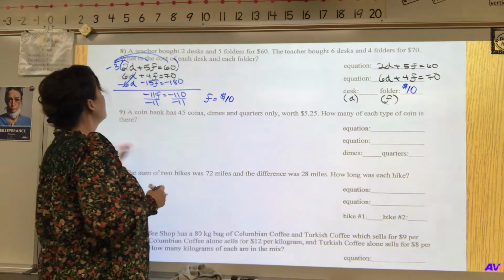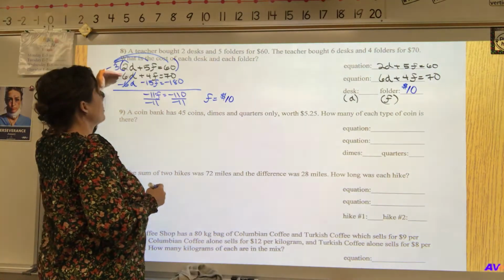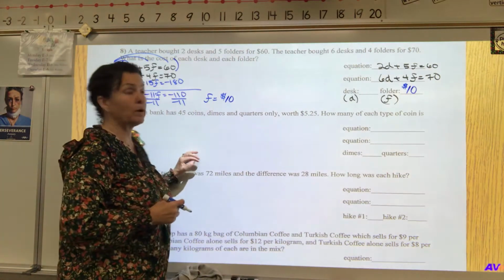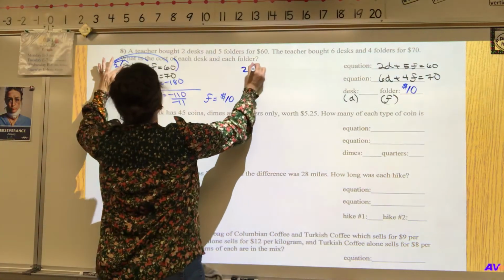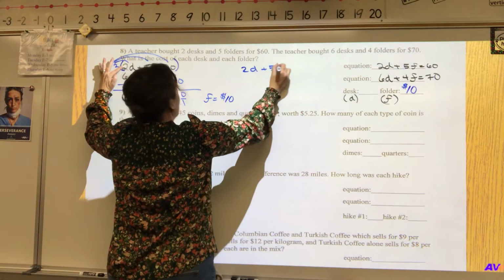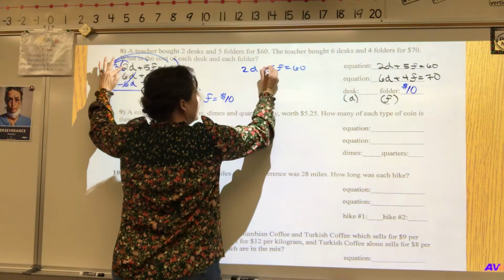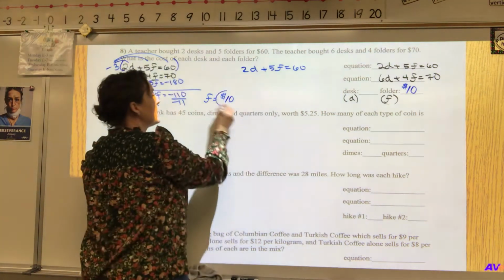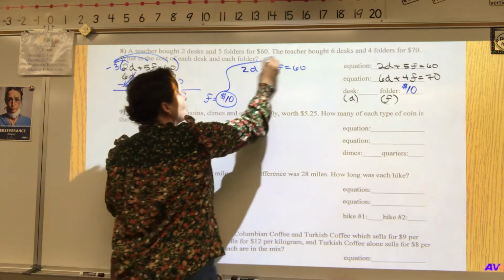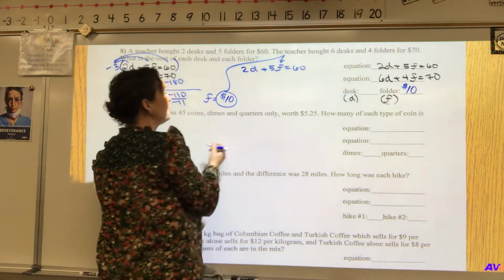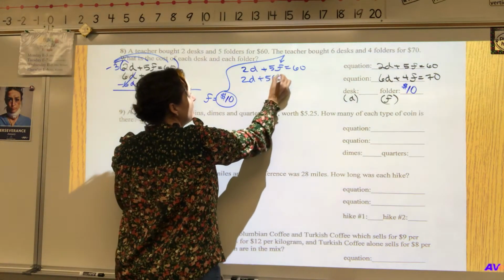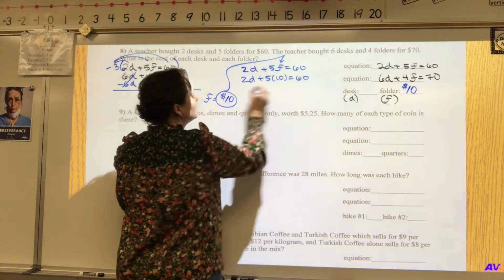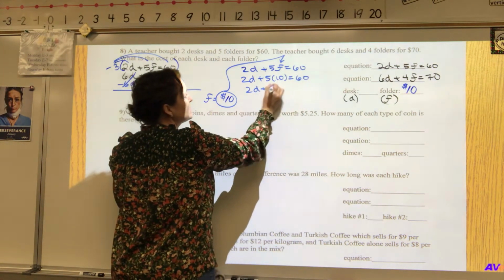Well, how do I do that? Well, you're going to use one of the 2 original questions. It doesn't matter which one. One of the ones in black is the one you're going to pick. I'm going to randomly pick the top one. So I'm going to write it down. I'm not going to touch anything about it. I'm writing it exactly down as it looks. And then I'm going to substitute in what I know about a folder. And a folder is $10. So we have 2D plus 5 times 10 equals 60. 2D plus 5 times 10 is 50.